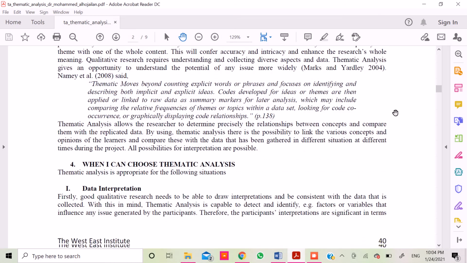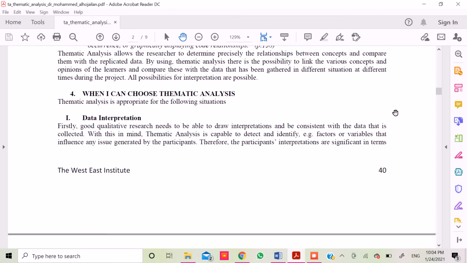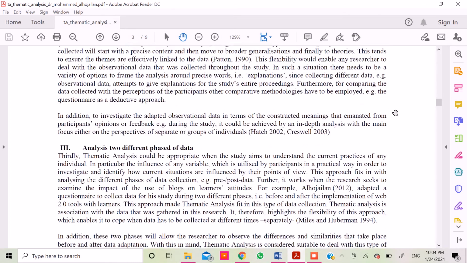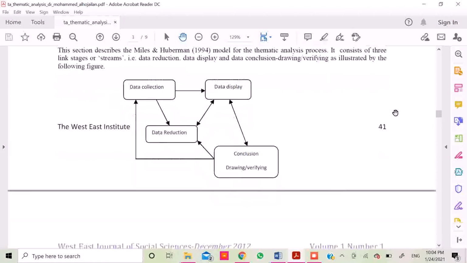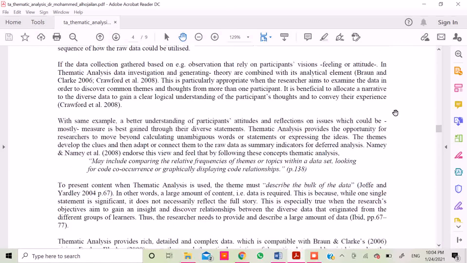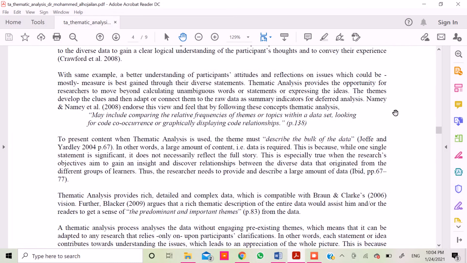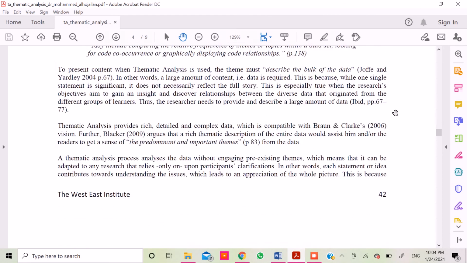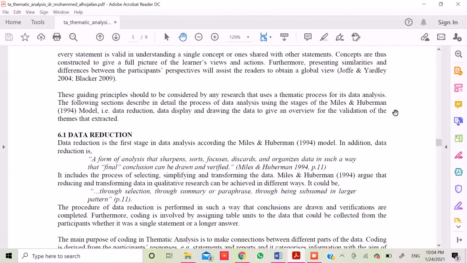So here we have different aspects, but I have directly come to the thematic analysis steps or process. All these steps are taken from this part of the paper. As you can see, everything is explained comprehensively. You can read it, and you can use some of these references in your own data analysis method or data analysis chapter. Then we have data reduction.